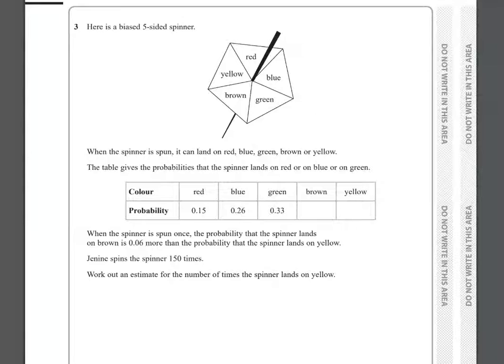Okay, probability. Here is a biased spinner, that means it's not fair, doesn't give them all equally. You can land on red, blue, green, brown or yellow. Work out the probability that it lands on red, blue or green. When the spinner is spun once, the probability the spinner lands on brown is 0.06 more than the probability it lands on yellow.